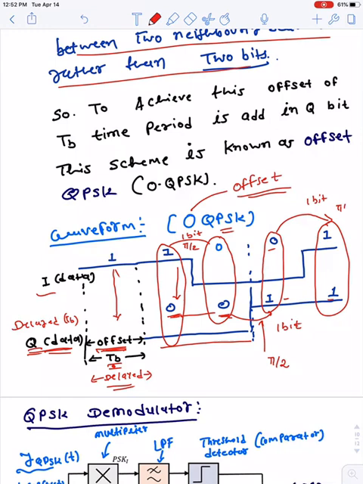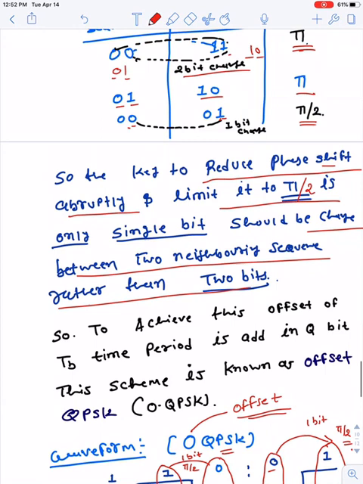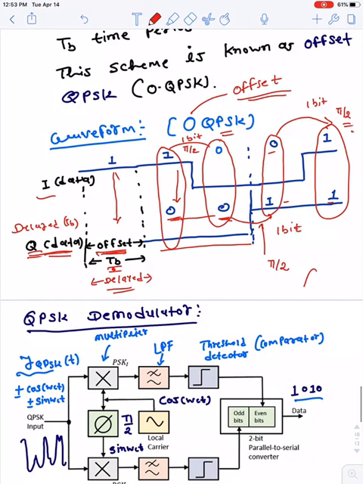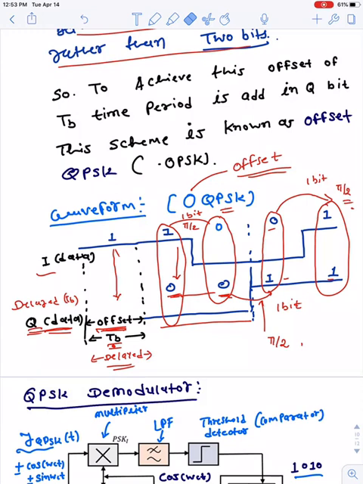So because of this scheme, between any two neighboring sequences we have a maximum phase difference of pi by 2. Unlike the pi degree phase shift in the earlier case, the phase shift is limited to pi by 2 degrees. So the inter-carrier interference can be reduced significantly, and because there is no bandwidth expansion, we can separate it clearly by using an individual bandpass filter at the receiver side. So this is the advantage, and that's why offset QPSK is preferred over QPSK.